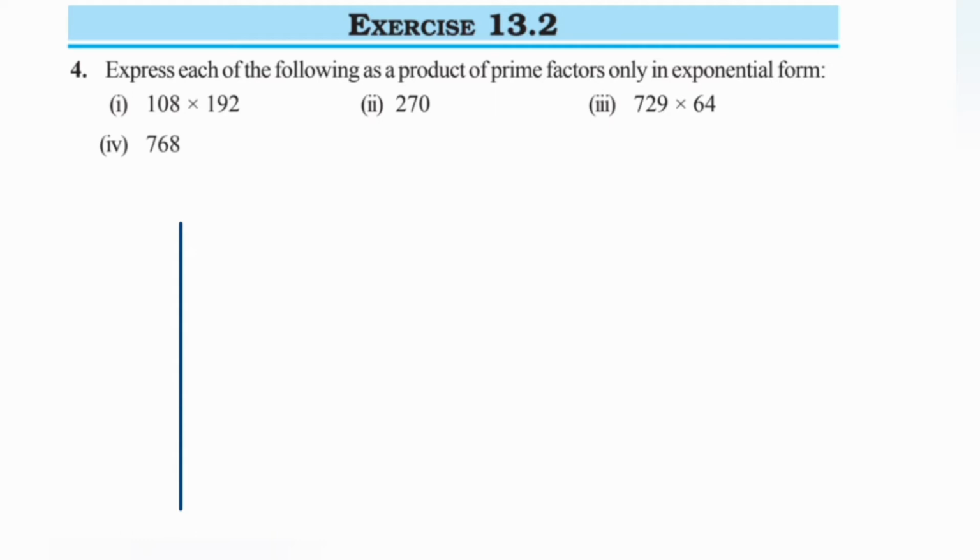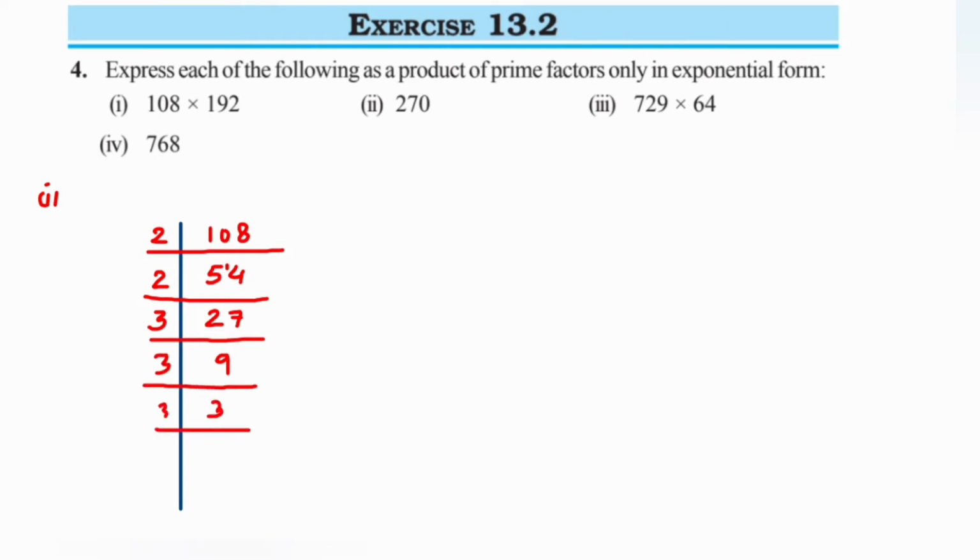So the first question, we have 108 multiplied by 192. First I'm going to take a prime factorization of 108 and then 192. So 108 is an even number, so it has to be divisible by 2. 2 is the first and only even prime number, so 2 5s are 10 and then 2 4s are 8. Now 54 is again an even number, I'm taking again 2. So 2 2s are 4, 1 is a remainder, we'll get 17. Then again 27 is an odd number, I'll take the next prime number, which is 3. 3 9s are 27, then 3 3s are 9, and then 3 1s are 3.